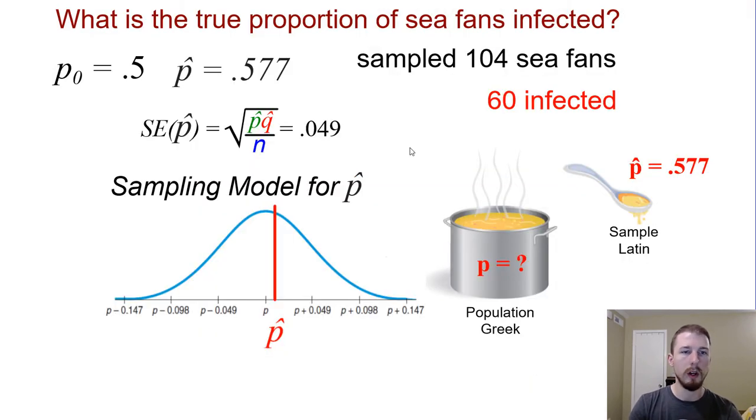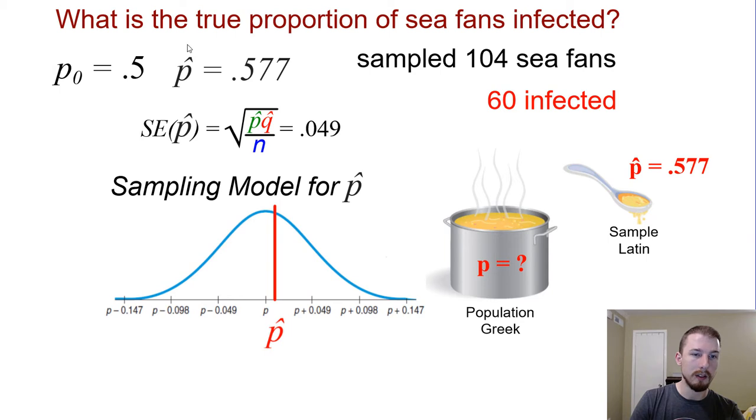So we want to answer the question, what is the true proportion of sea fans that are infected? From our sample, we want to do inferential statistics and come up with a confidence interval for where we think the true proportion is. We could also test a hypothesis, whether it got worse than the year before. Let's say the year before we thought it was 50%, which would be denoted as p naught. So we are hypothesizing the true proportion is 50%.